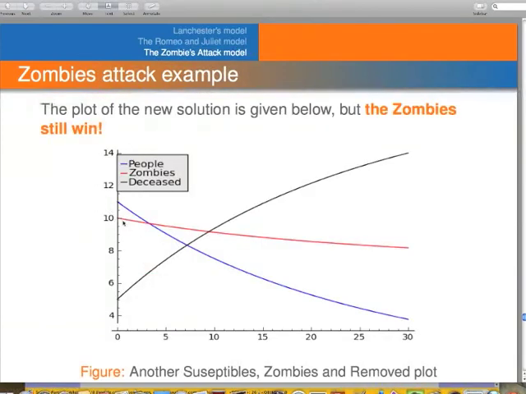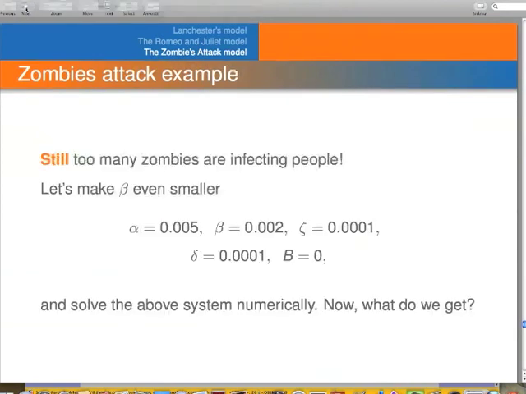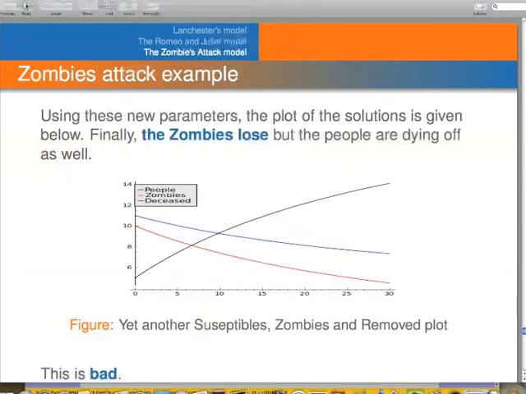And the zombies are kind of dying off, as are the people, but this is still not a good situation. There are more zombies than people, and a lot of people are dying, so that's bad. So let's try this again. Let's make beta even smaller. See what happens. The zombies are dying off, and the people are also dying off, unfortunately. So that's still not good. You don't want the people to be dying off.